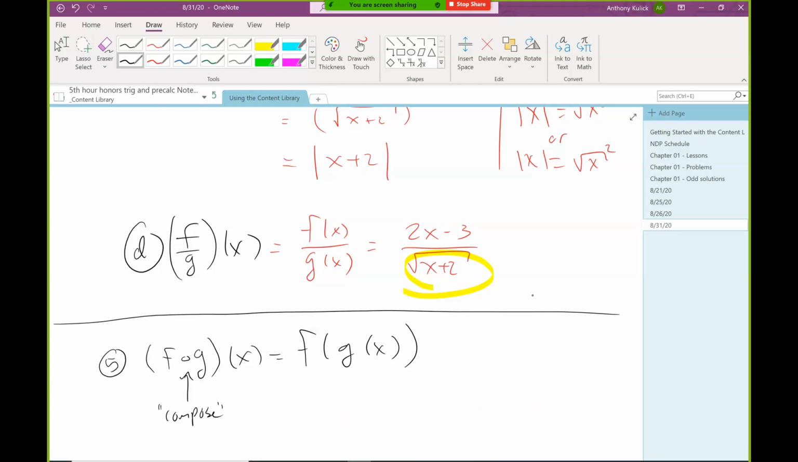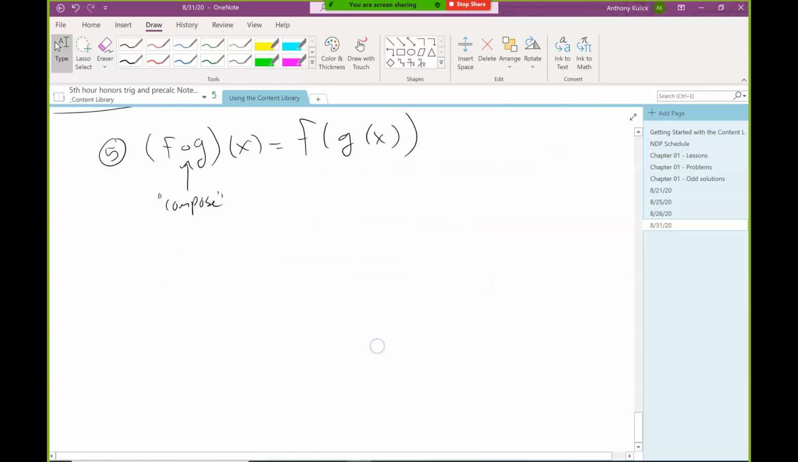Okay, so let's just do a little bit of quick practice here on doing composition again, because not that it's difficult, but if it's been a minute, it's worth doing again just to refresh our memory.